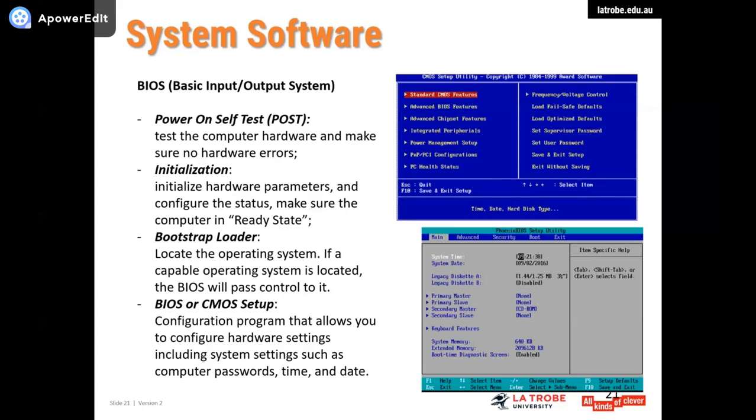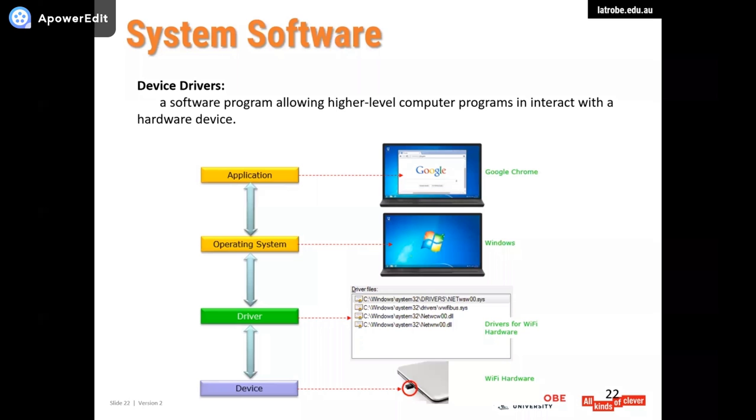Next is device drivers. A device driver is a software program allowing higher-level computer programs to interact with a hardware device. Device drivers can work with the operating system or without it, so an operating system is not strictly required. In this example, our computer has a Wi-Fi dongle, and we want to use our browser to browse the internet. How does that work?